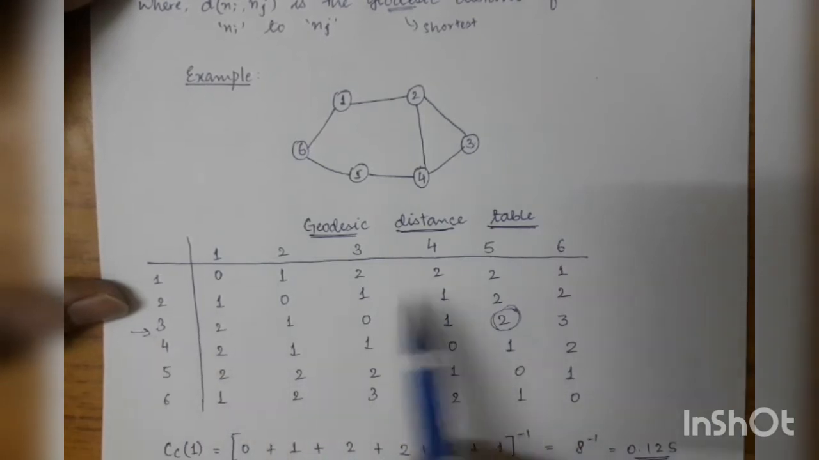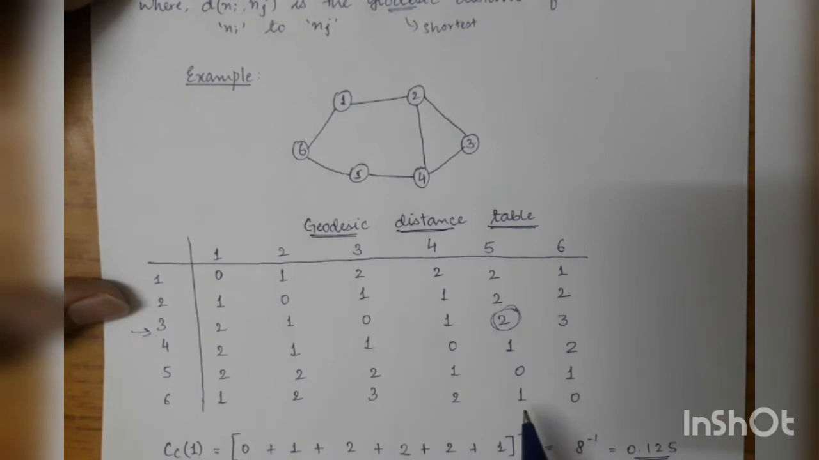So I have made this table. In the exam, if they ask you to find the closeness centrality measure of only a single node, then this table is not necessary as it will consume time. But if it's for all the nodes, then you can make this table.